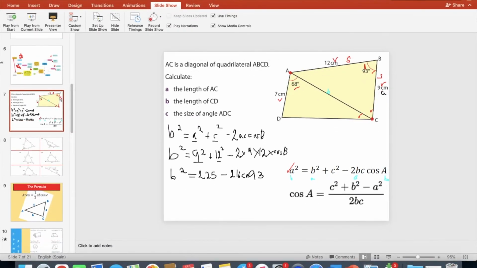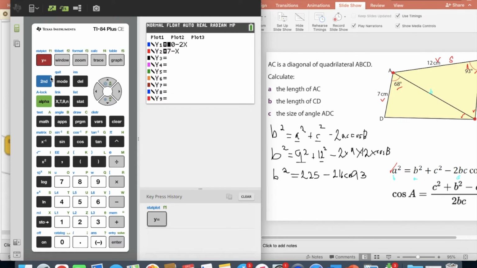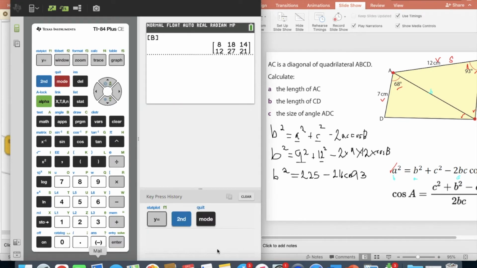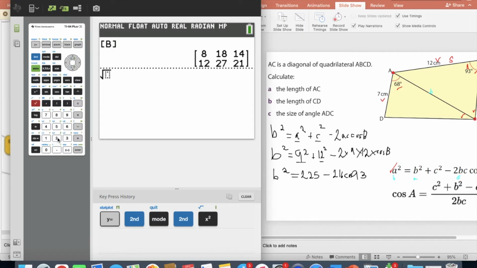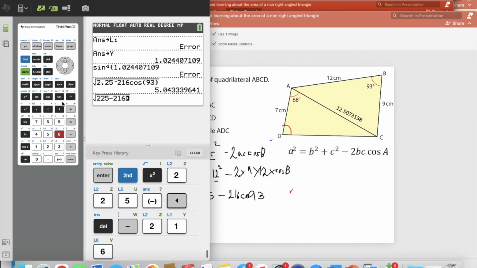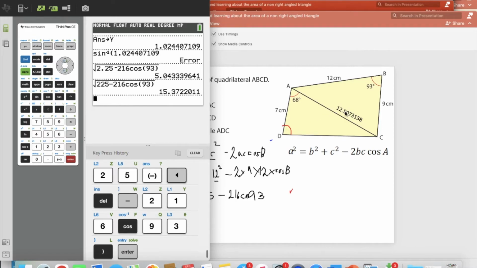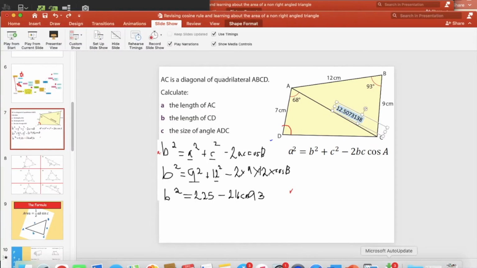So minimising and then therefore maximising the calculator, we can get the following. We're going to go on to just the normal calculator mode for this one, nice and simple. Because we want to find B, I'm going to do this all in one step. I'm going to type in the square root. The square root's above the x squared, so press second x squared, and then we're going to type in, as we see fit, this equation here. 225 minus, remembering we are using the large minus, 216 cos of 93, close brackets, enter. Now we get the correct answer. Our correct answer should be 15.3722.